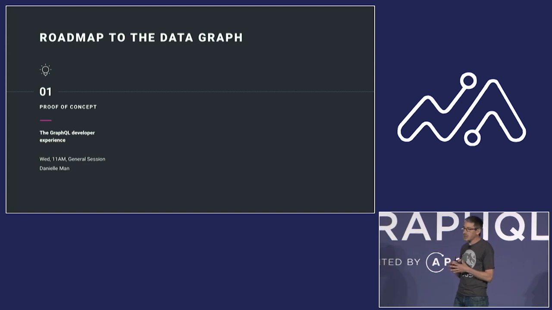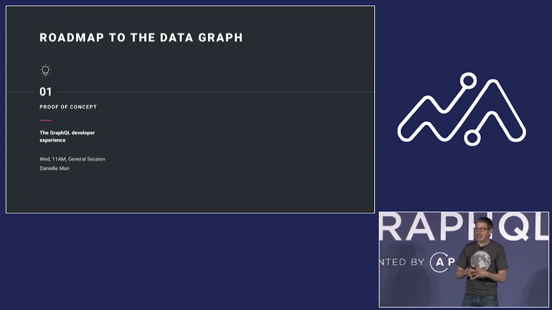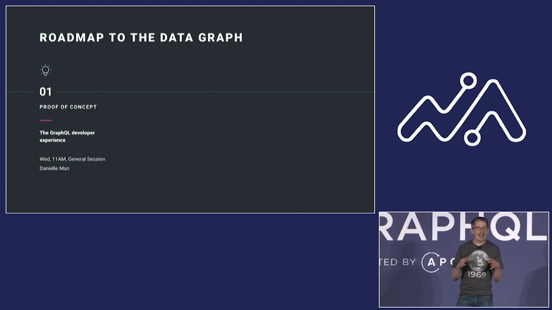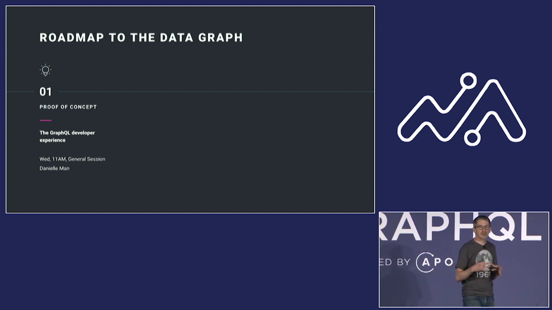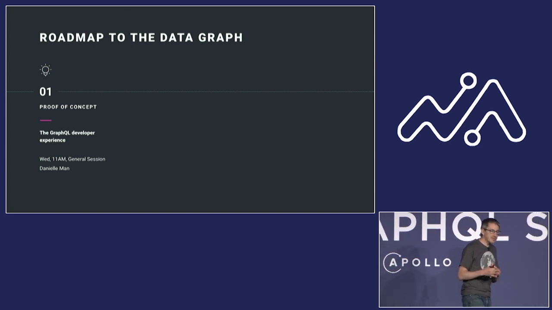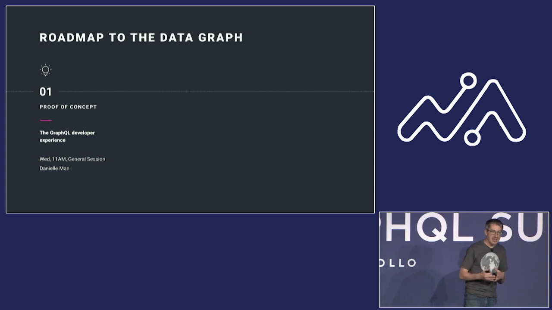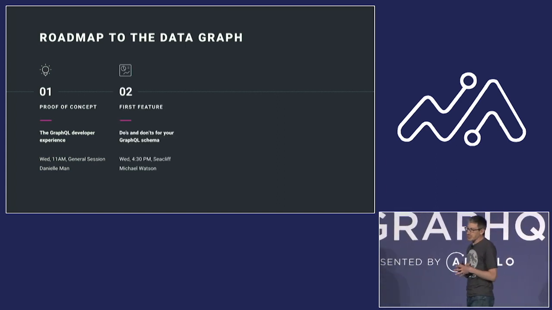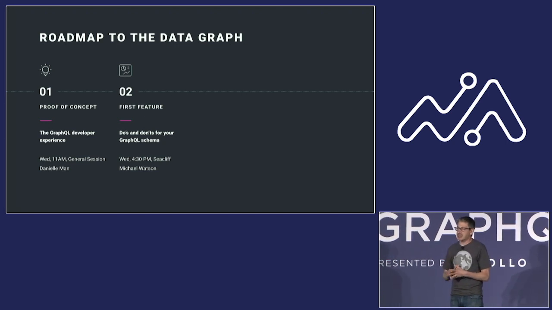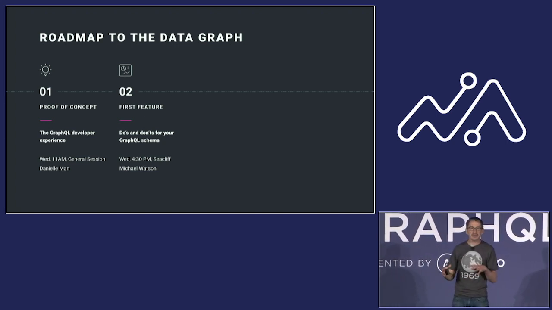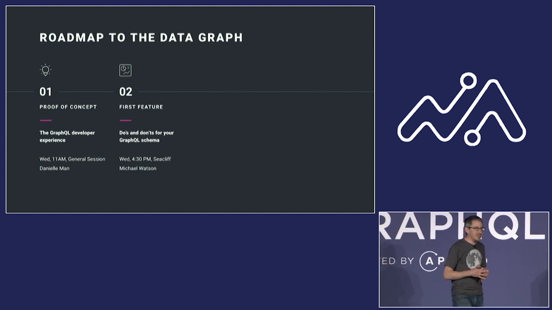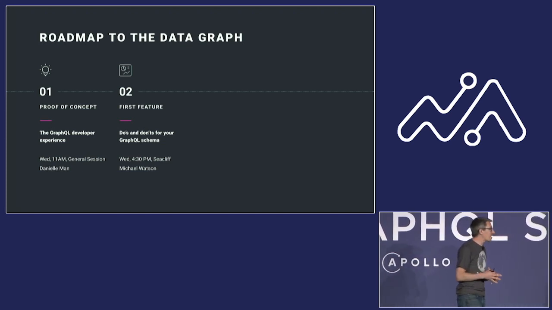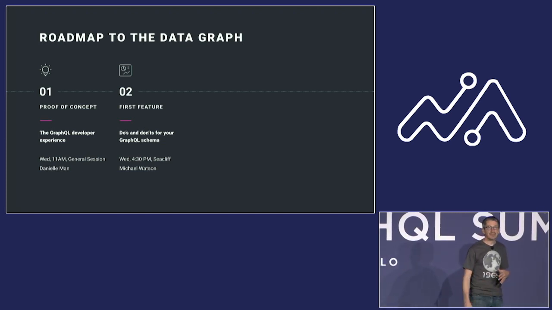For teams just getting started, the main thing is getting your data into a graph and seeing that end-to-end developer experience for the first time that allows. And later this morning, Danielle Mann will show you exactly what that looks like. If you're putting features into production, Michael Watson, a solution architect at Apollo, will present do's and don'ts for your schema, covering topics like how to make sure you have a demand-oriented graph that matches the needs of the client.